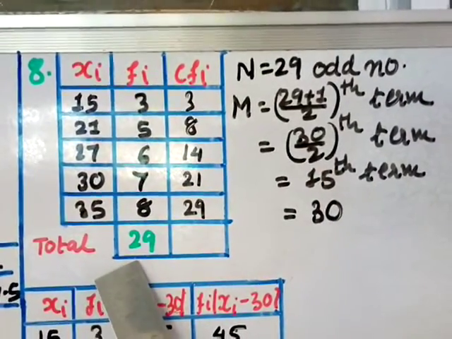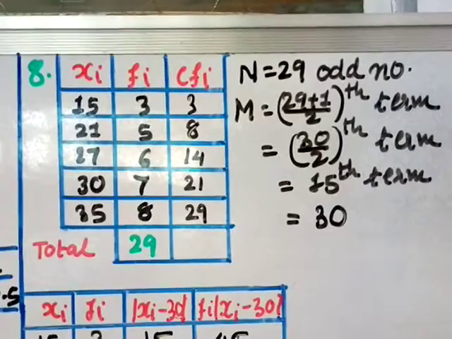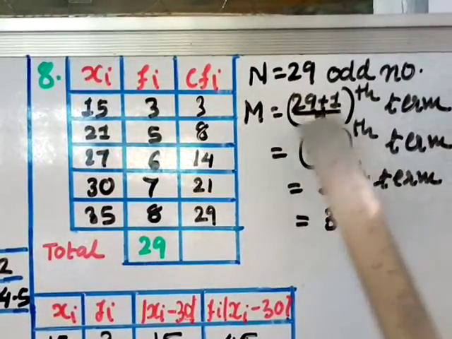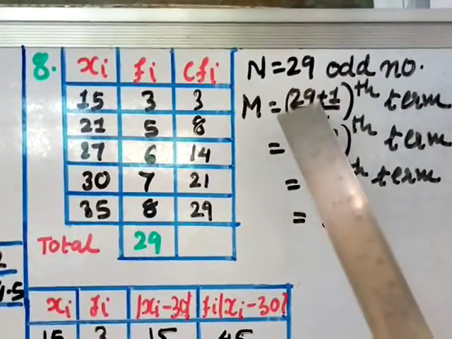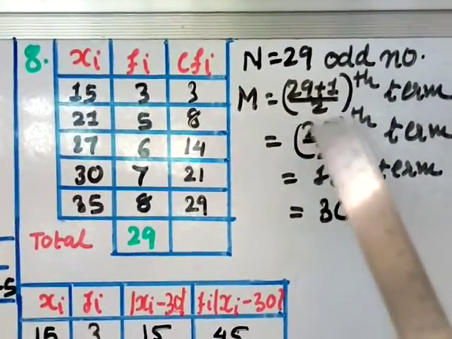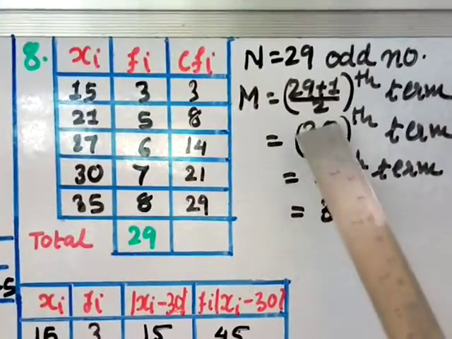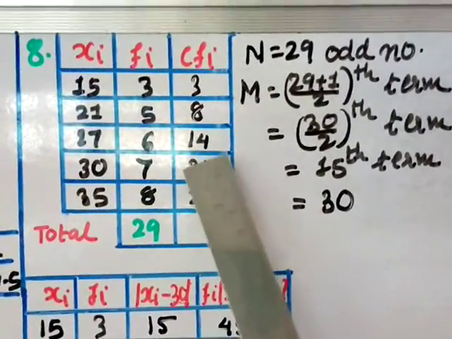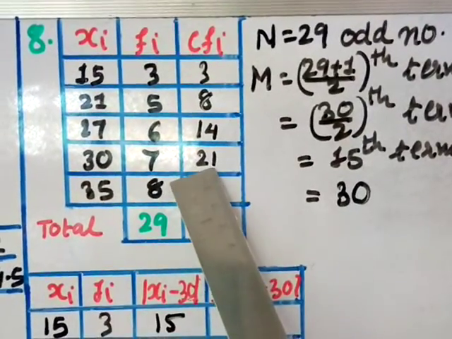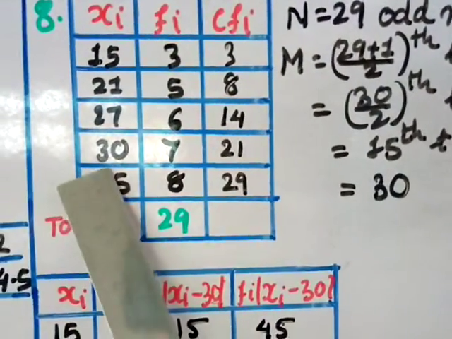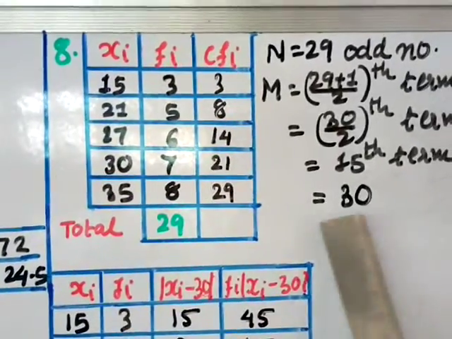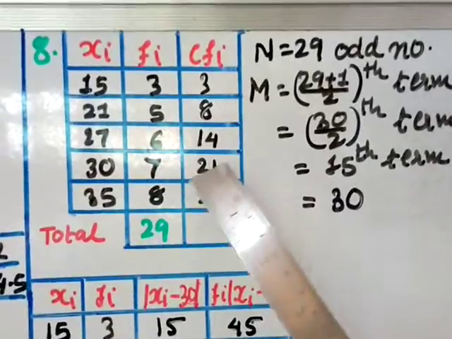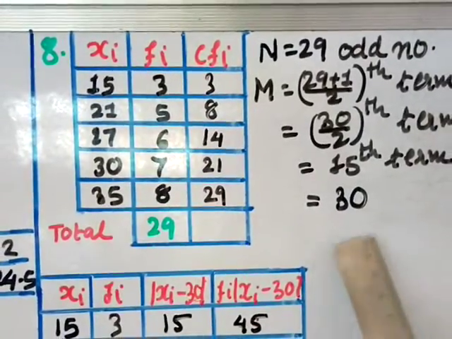Capital N is sigma fi, that is 29, which is an odd number. So median will be the (29 plus 1) by 2th term. 29 plus 1 is 30, by 2, so 30 by 2 means 15. So the 15th term, right? You have to look at the cumulative frequency again. Here 21 and 14, so the 15th term is just after 14, and that value is 30. So 30 is your median.